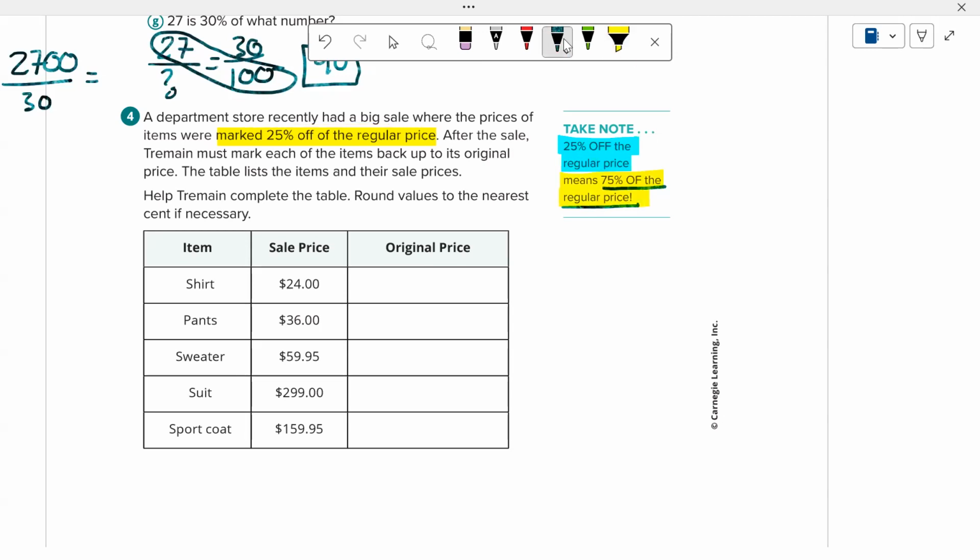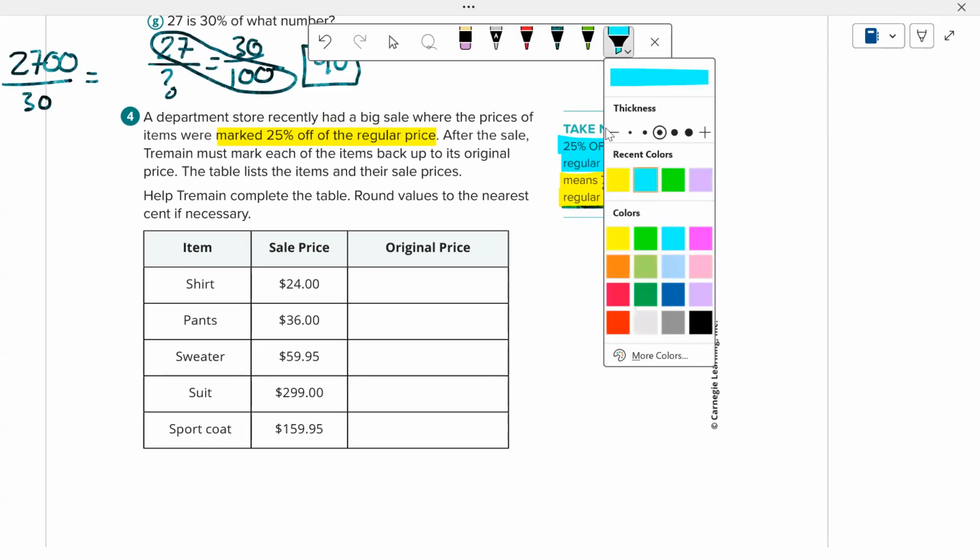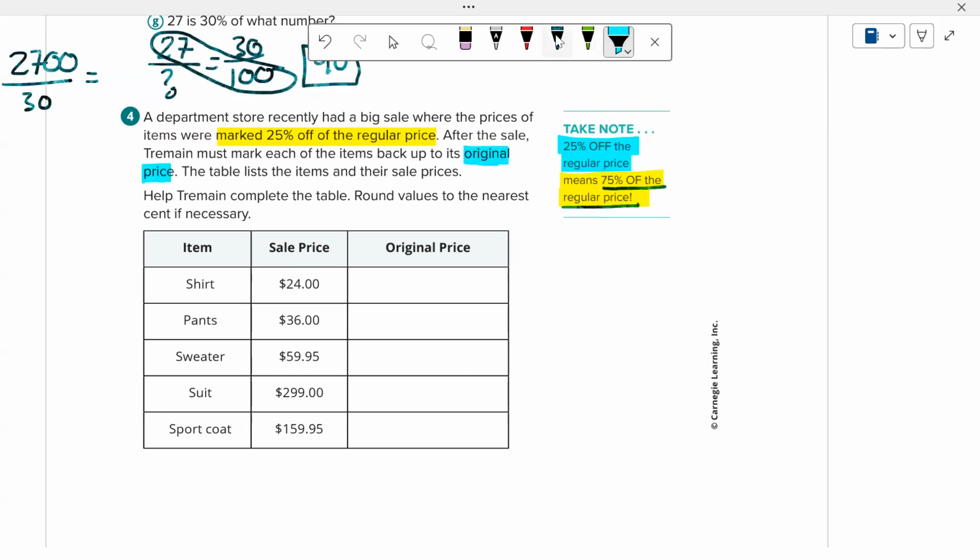That's a big deal. You should recognize that when you're in stores trying to figure out sales, especially if you want a gift for Christmas or your birthday, and mom and daddy say no. You're like, no, it's on sale. Look, I did the math. You can show them what you did. After the sale, the store must mark each of the items back up to the original price. That sounds like it's a whole. 25% sounds like a part.